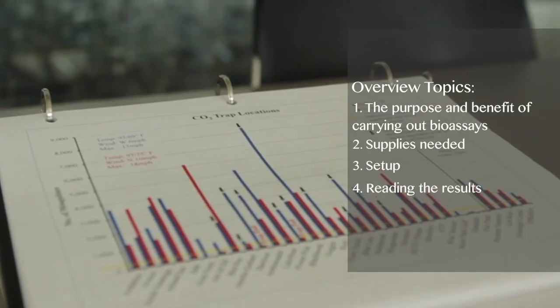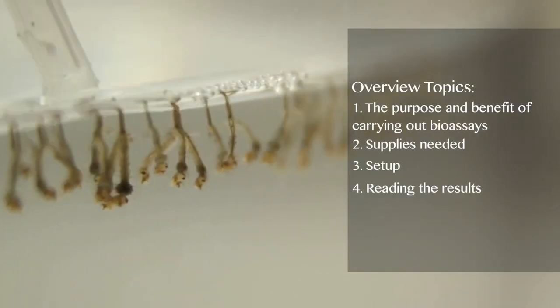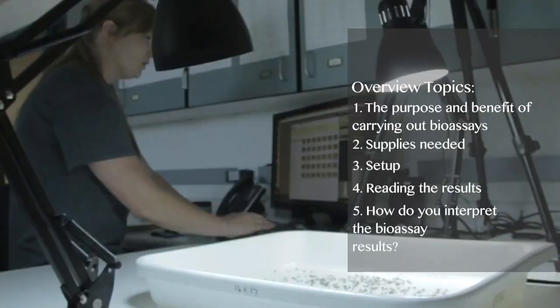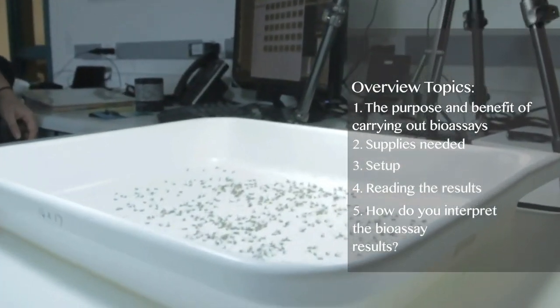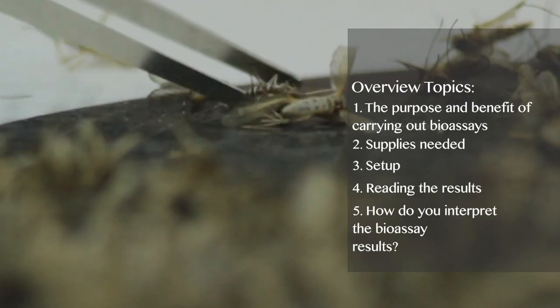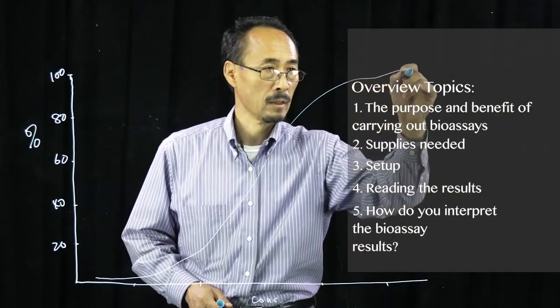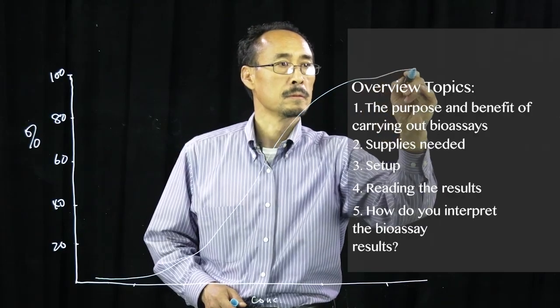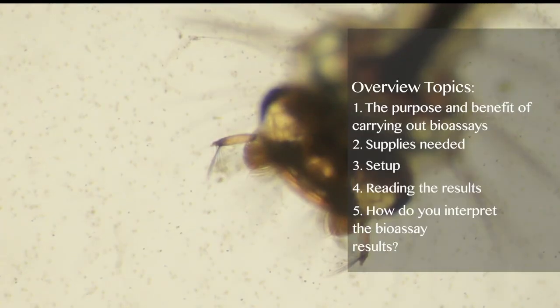Fourth, how do you read the results of the bioassay to determine mortality in the mosquito larvae? Fifth, how do you interpret the bioassay results, including robustness of the results, correcting for mortality in the control treatment, interpreting dose-response curves and resistance ratios, and assessing the level of resistance that has evolved in a particular mosquito population?